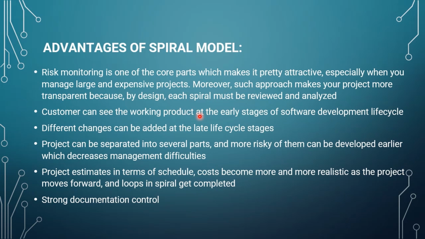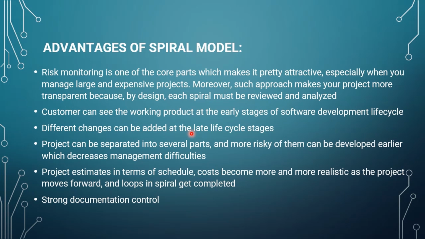As I told you, whenever the first round is done, in my example from 12 features, first of all we make 3 done. So after we make the 3 done, the client can see the product that is being developed at this stage, and so he can check the product at a very early stage. He doesn't have to wait for the end of the project like in the waterfall model. Then, different changes can be added at a late life cycle stage.